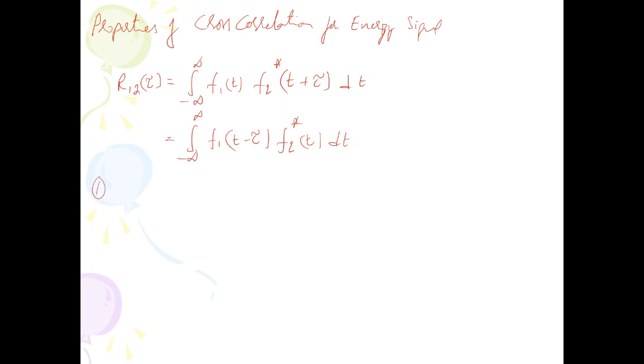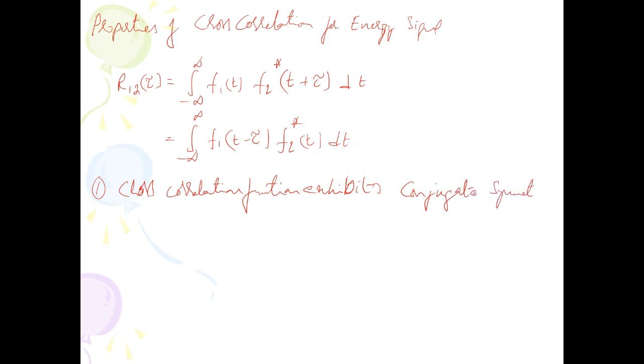So, the first property of cross correlation for energy signals: the cross correlation function exhibits conjugate symmetry. So R12 of tau will be equal to R21 star of minus tau.